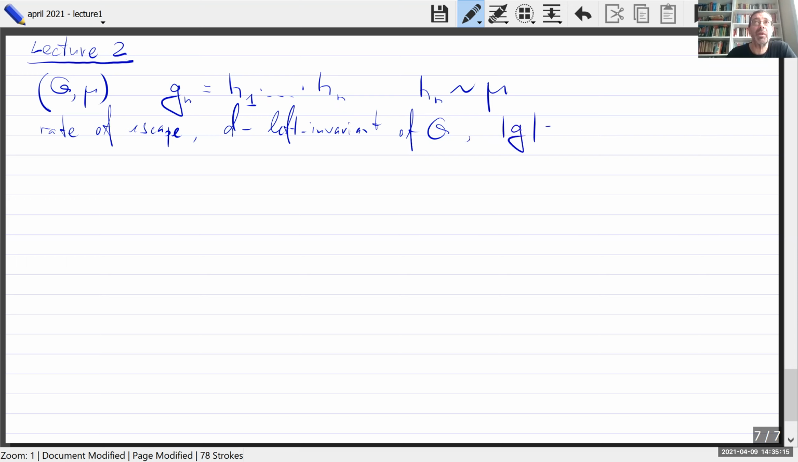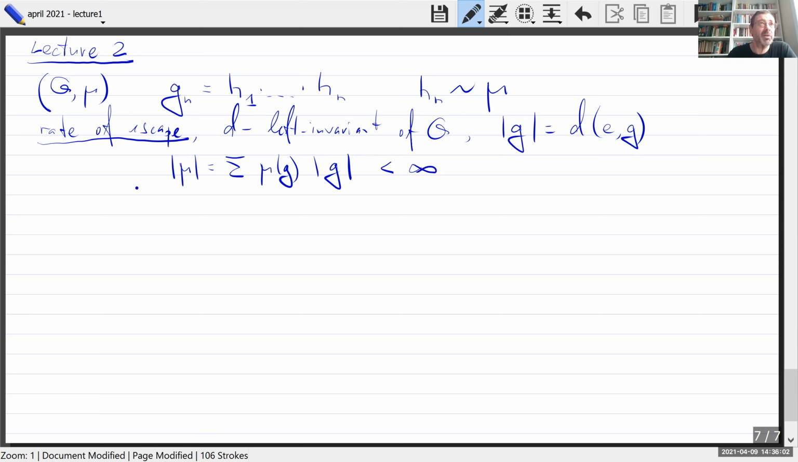So that's just the distance from the identity to our group element. And then one can define the first moment of any measure with respect to this distance. So that's in probabilistic terms, again, just the expectation of the distance from the origin. And then provided the first moment is finite, so the measure is not very spread out, then one can define this rate of escape.